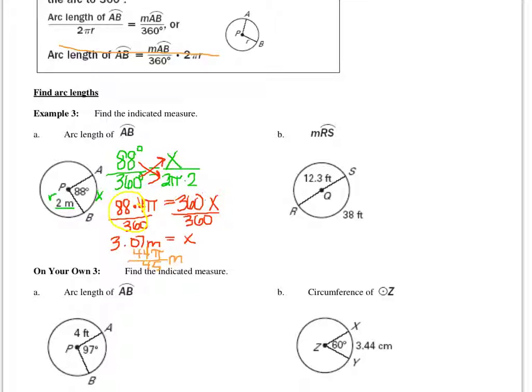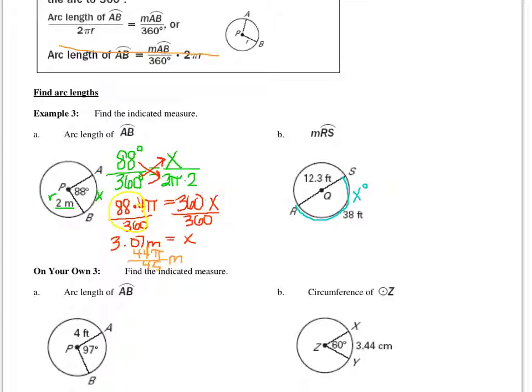All right, let's look at this next one. We want to find the measure of arc RS. Now we could go this way or this way, but I know that we want to go this way because I've got the 38 feet here. So I know that I am looking for this arc measure right here. That's how many degrees is what I want to find.